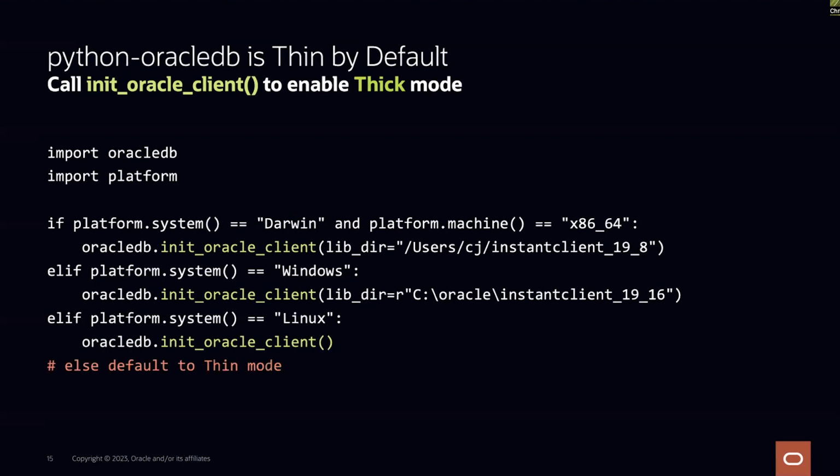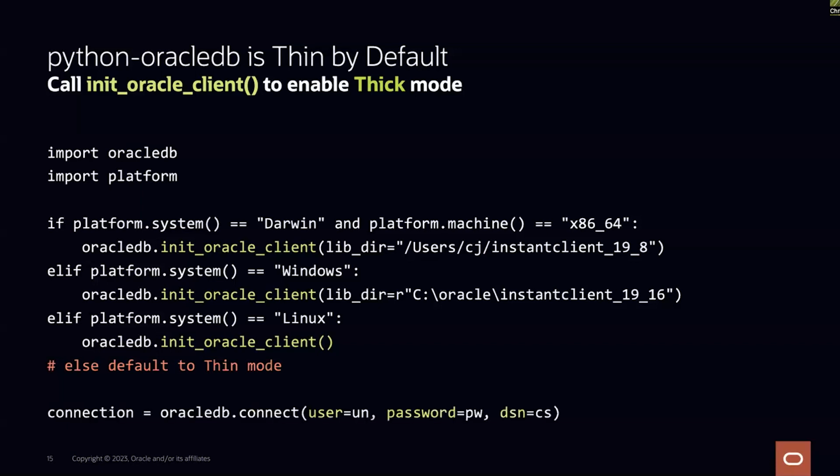And if you don't call this function, you're just going to be in thin mode. So it's that simple. You're in thin mode by default. If you want to be in thick mode, just call init_oracle_client. And then you can connect. And the one change perhaps from cx_Oracle that you should be aware of is that now we have better compatibility with DB API v2, and you need to use these named keyword args, user=, password=, dsn= when you're connecting to the database. There's one exception to that in the documentation, but you can't just put Scott, Tiger, localhost. You actually have to say user=Scott.